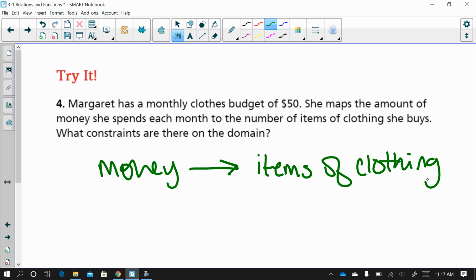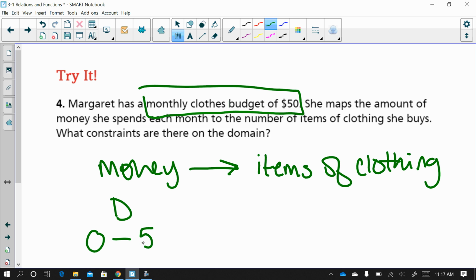Okay, so this is telling me that the money is my domain. So is there any constraints on the money? Well, right here it tells us she only has a budget of $50. So I'm constrained to $50 or less. Okay, so thinking about the or less part, can I spend a negative amount of money? No. So my domain is constrained from 0 to 50 is my constraint.